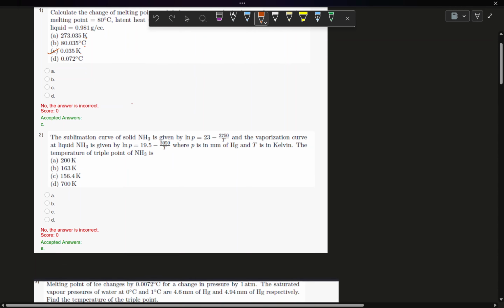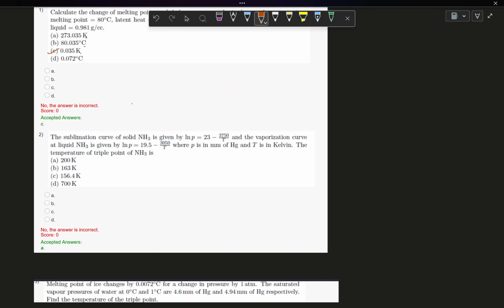So the sublimation curve of solid NH3 is given by ln P equal to some equation relating P and T, and the vaporization curve of liquid NH3 is given by some other equation in P and T, where P is in millimeter Hg and T is in Kelvin. The temperature of the triple point of NH3 is what?